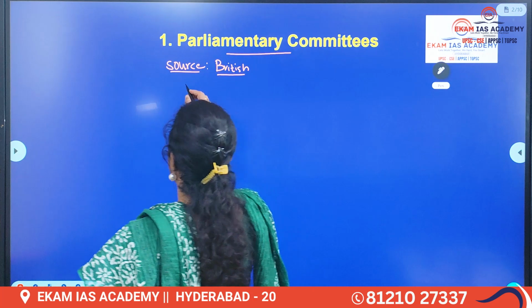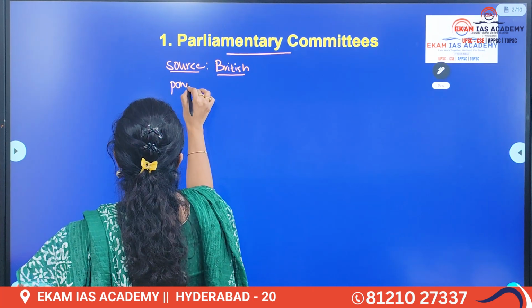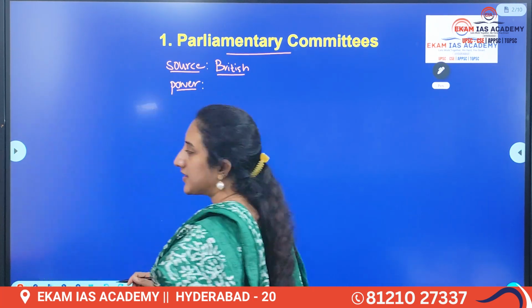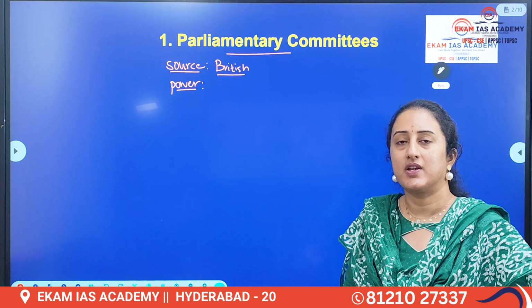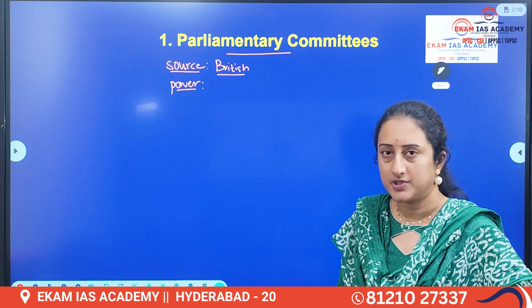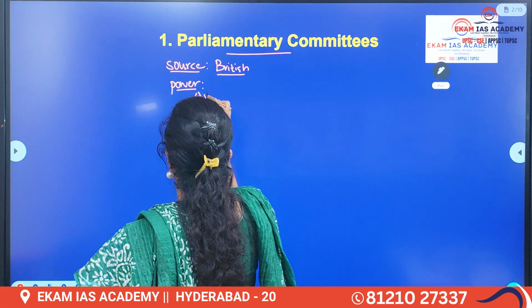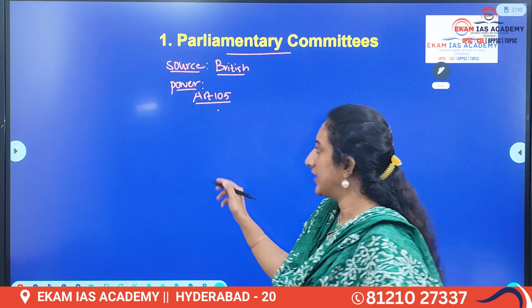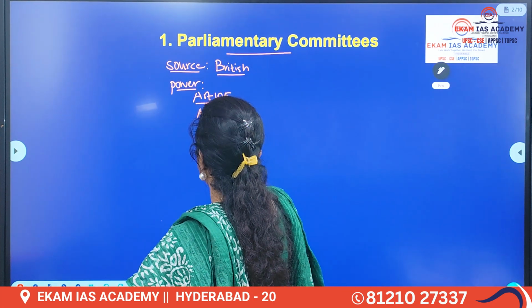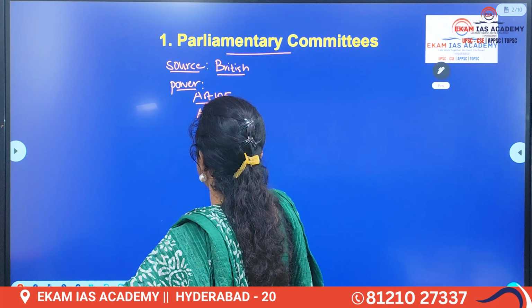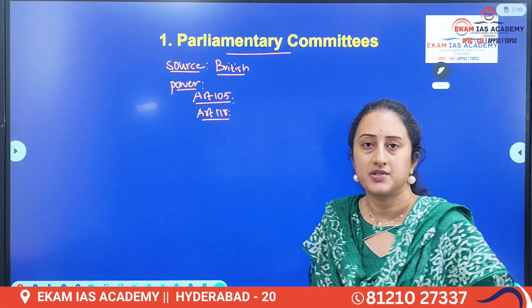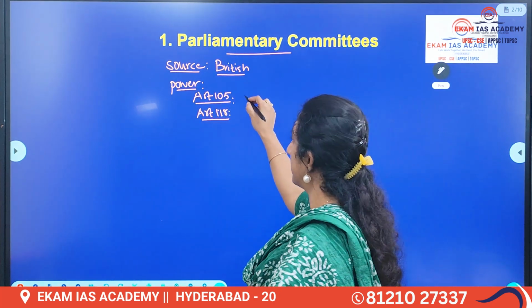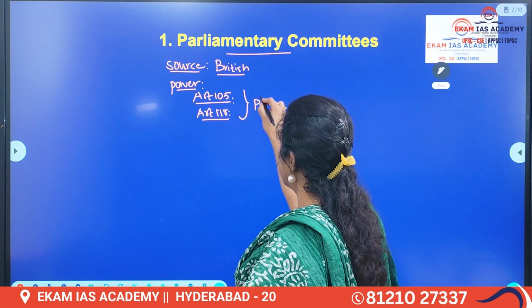Then what is the main thing we have to understand? From where do they actually draw their power? That means, is there any provision in the Constitution which gives them the power to constitute parliamentary committees? We have Article 105, which empowers parliamentary privileges. At the same time, we also have Article 118, which empowers the houses to make rules for the smooth conduct of business in the house. So according to these two provisions, parliamentary committees may be constituted.